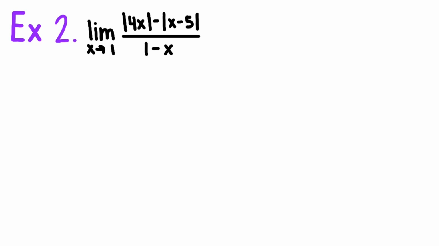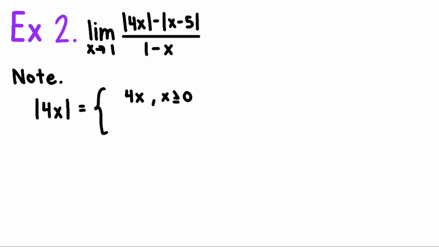So let's start. So in here, since we have two absolute value functions out here, we'll inspect both. So we'll have here the absolute value of 4x. So take note that this is equal to 4x if x is greater than or equal to 0 and negative 4x if x is less than 0. So again, this is just similar to the process that we had a while ago.